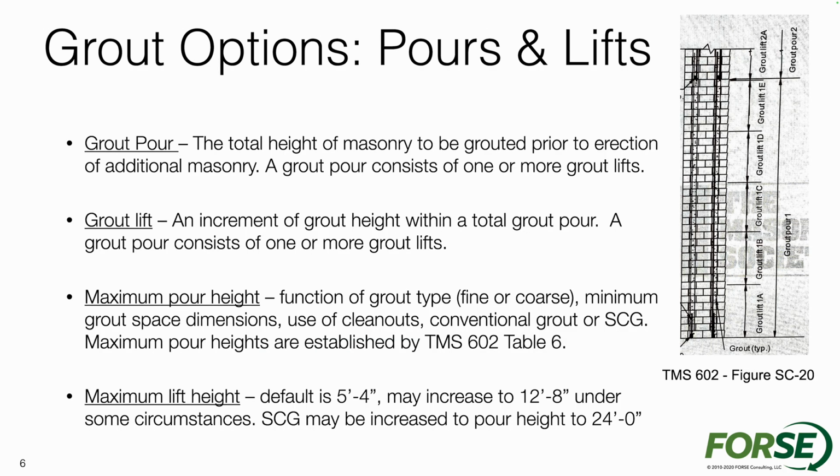First, we'll talk a little bit more about some more grout options. We have pours and lifts. A grout pour is going to be the total height of masonry to be grouted prior to the erection of additional masonry. So a grout pour can consist of one or more grout lifts. A grout lift is going to be the increment of the grout height within a total pour. So there's going to be a maximum pour height and maximum lift height that we have to consider for the construction of masonry walls.